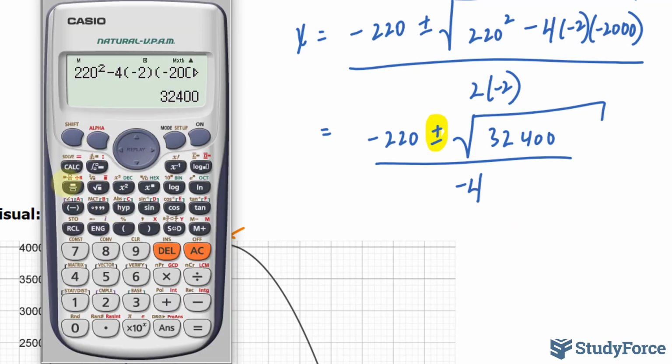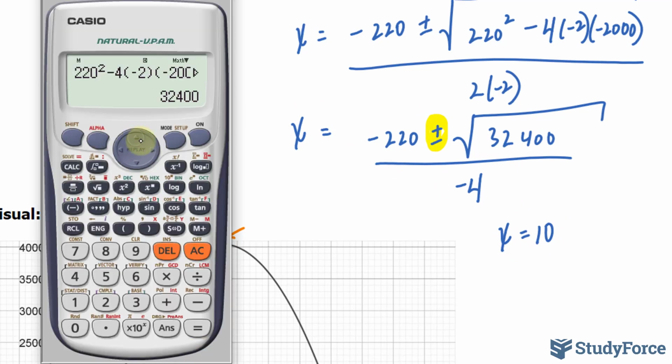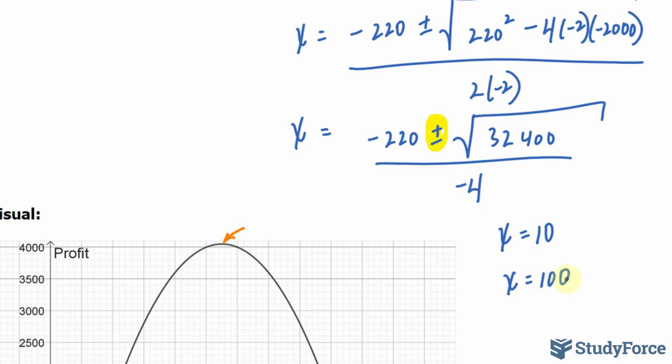Let me show you what I mean. So I'll take negative 220 plus the square root of 32,400, and that gets divided by negative 4. We end up with an x value of 10. So that happens when we choose plus. Now we can go ahead and modify that so that it is minus instead. So negative 220 minus the square root of 32,400 divided by negative 4. And we end up with another x value that is 100.